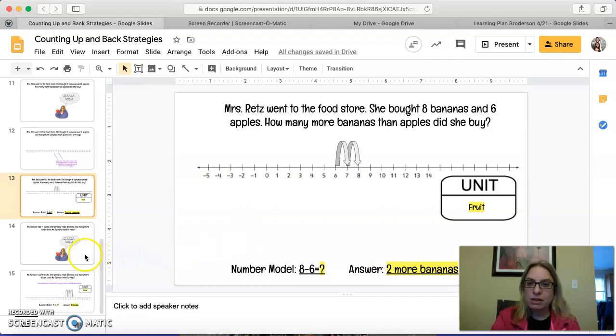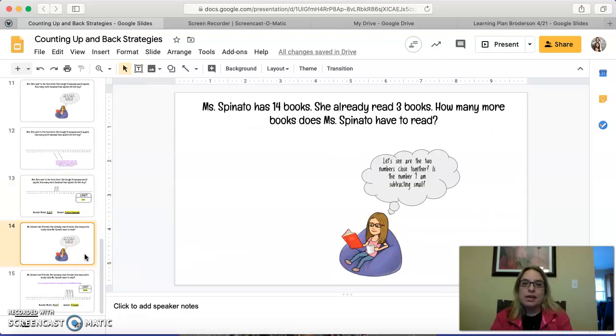Let's do one last problem. Miss Bonato has 14 books. She already read 3 books. How many more books does Miss Bonato have to read? Again, you're going to pause it. Are 14 and 3 close to each other on the number line? Is the number we're subtracting really small?